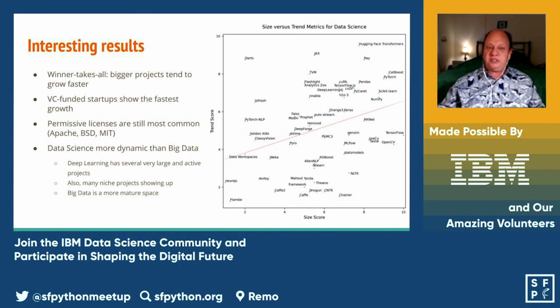And data science is a more dynamic space right now than big data. Big data has been around longer, it's more mature. Deep learning certainly has some really large and active projects, and there's also a lot of niche, smaller projects in data science as well.